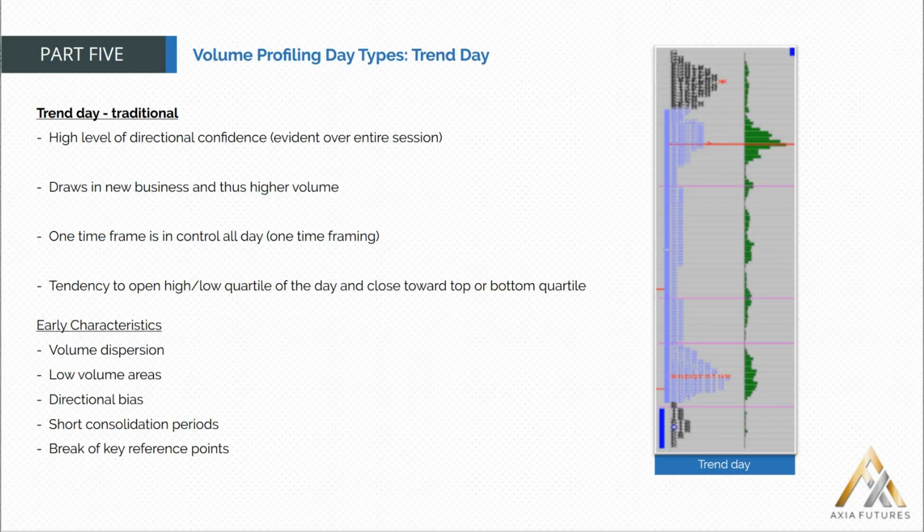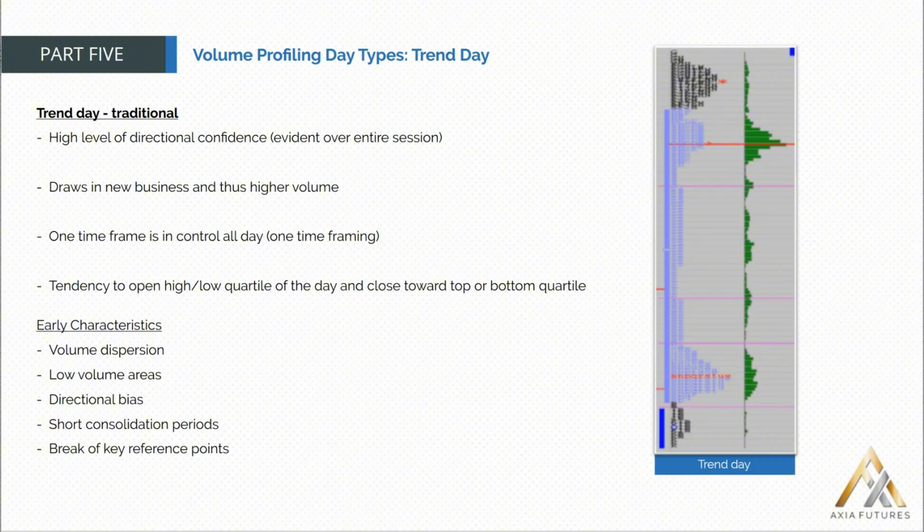As the market trends, it tends to draw in new business and thus higher and higher volume. We also tend to see a lot of one-time framing as the initiative tends to occur over the entire day, and we have either the buyer or the seller being in control over the entire session. Again, also note there is a tendency to open in the lowest or the highest quartile, and we then also close with the trend in either the highest quartile in an uptrend or the lowest quartile in a downtrend.